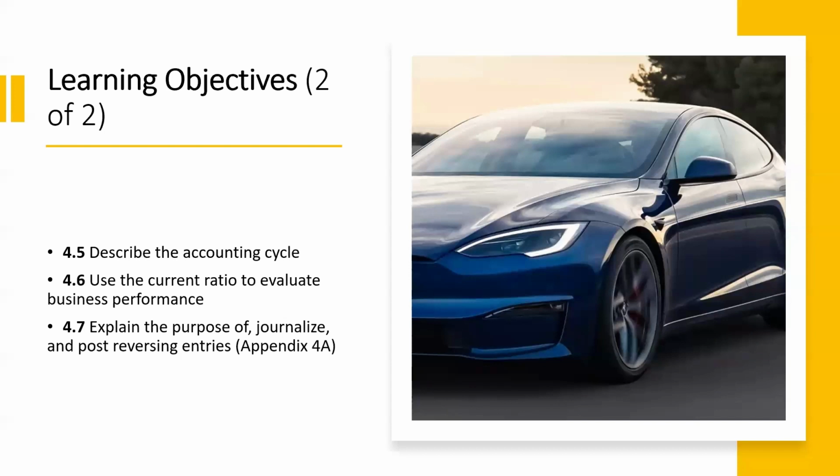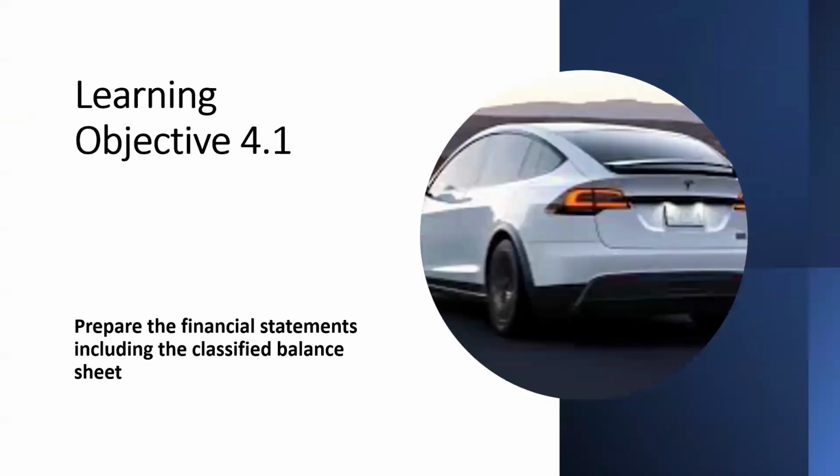The other objectives are: 5, describe the accounting cycle. 6, use the current ratio to evaluate business performance. And 7, explain the purpose of, journalize, and post reversing entries. Again, this is part 1 of this video. So the learning objective, starting with 1, is prepare the financial statements, including the classified balance sheet.